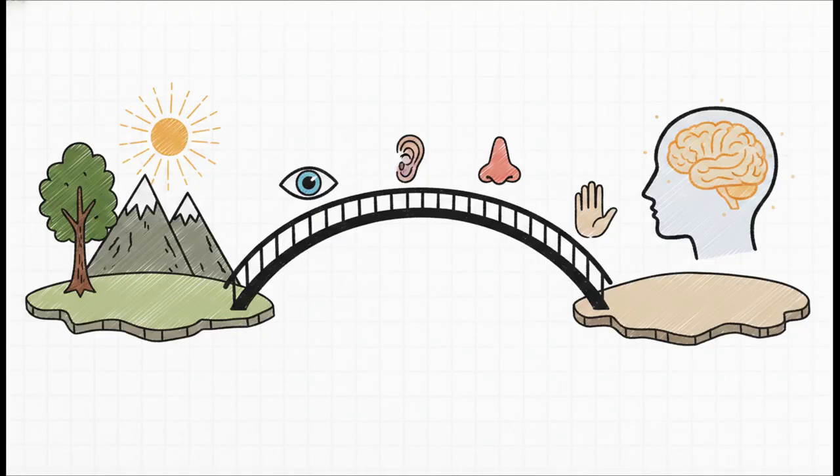And here they are. These are the 5 key sensory verbs in the simple present tense: looks, sounds, tastes, smells, and feels. They literally act as the bridge between the physical world out there and your internal perception of it.